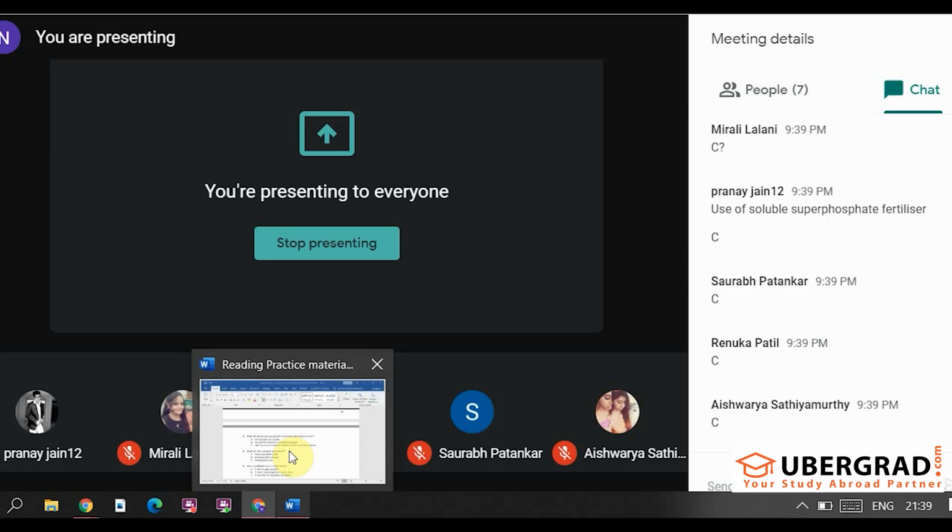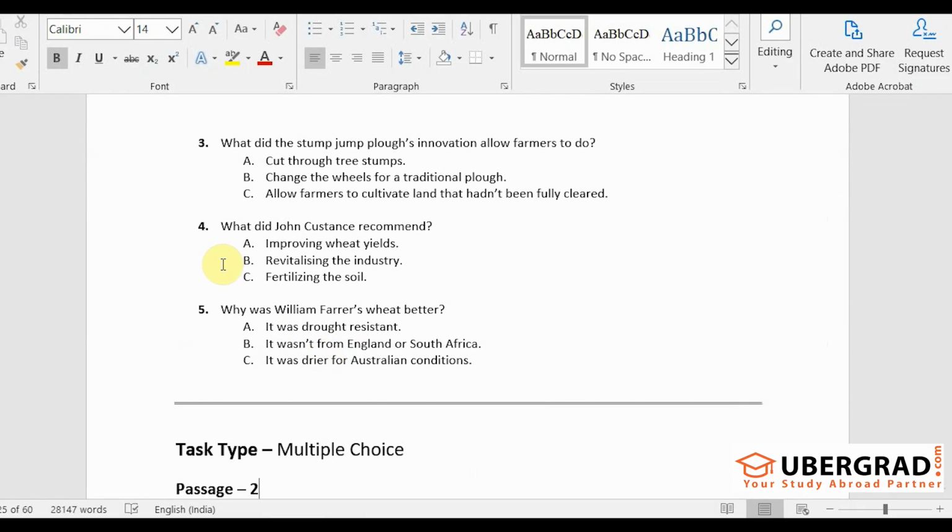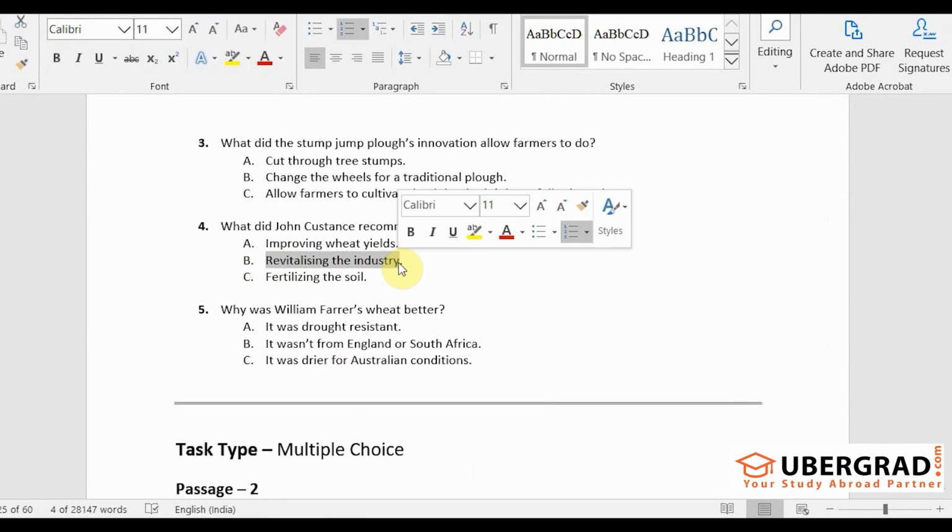So he suggested the use of fertilizer, right? So he suggested fertilizing the soil. Good. See, some people go with revitalizing the industry, but he did not recommend revitalizing the industry. He advised to fertilize the soil. This led to the revitalization of industry, right? So understanding is important over here. What he recommended was fertilizing the soil.